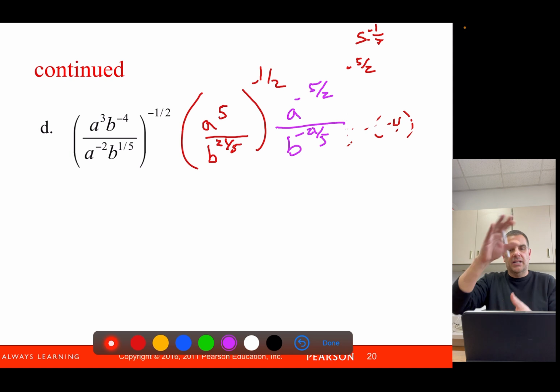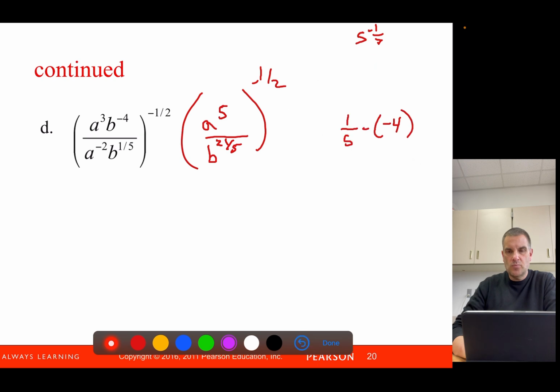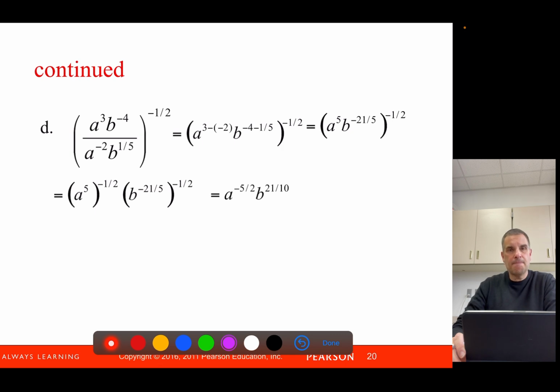Now we can't have it like that, so we have to flip it over. So you're going to end up with b to the 21/5 over a to the 5/2 for your solution. Okay. And let's clear all of this out of here and see how they did it. Looks like how we did it. Looks like what we had. The 21/10. Okay? And there's a solution.